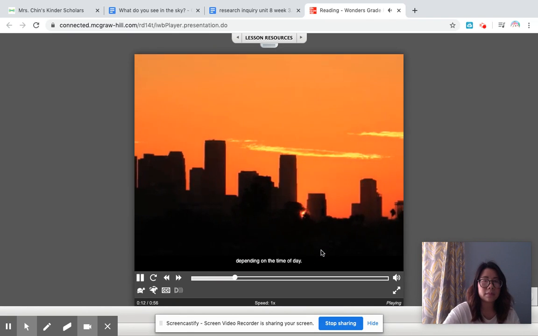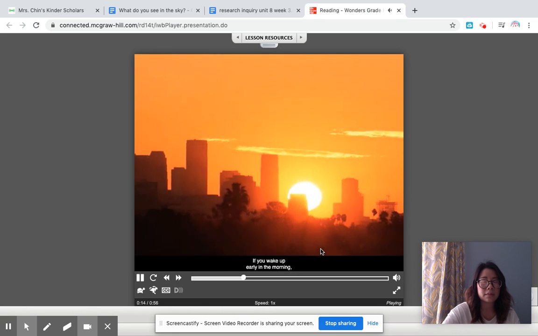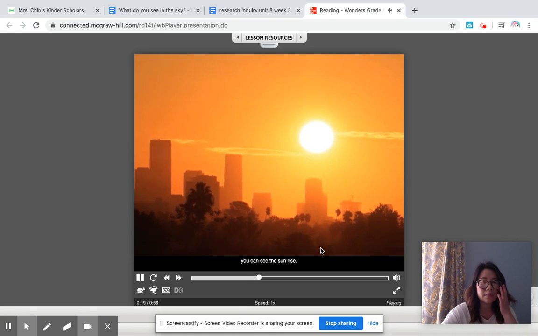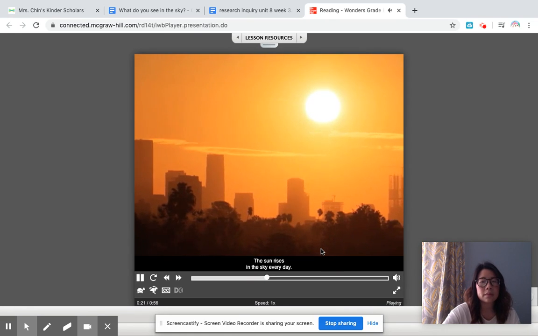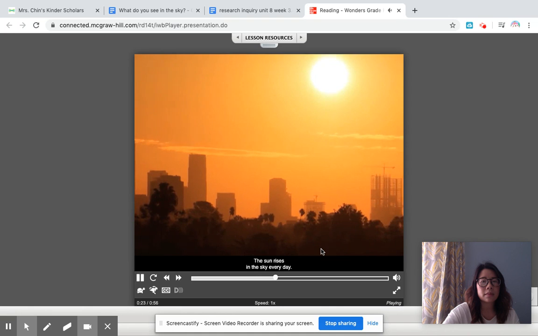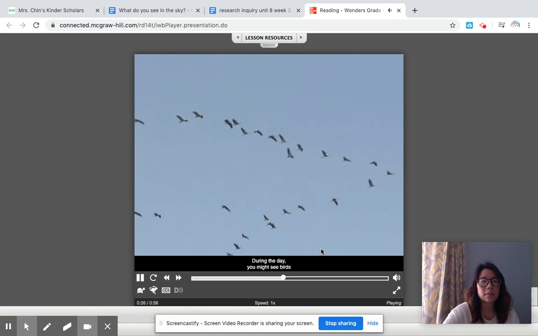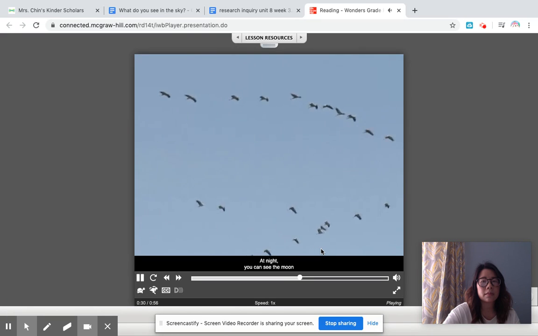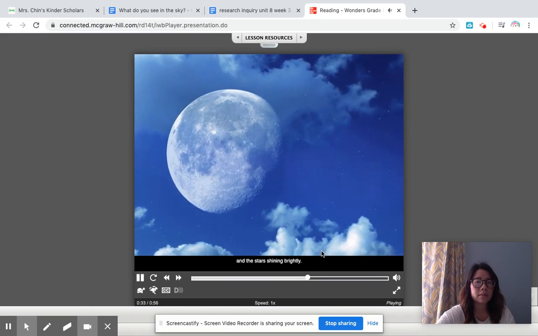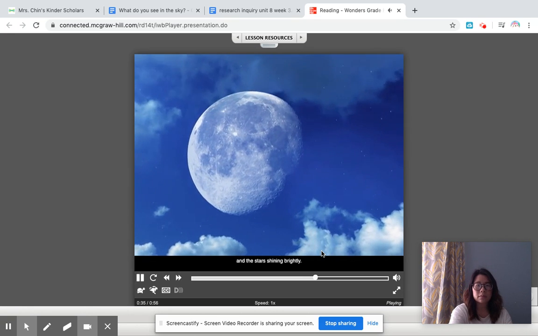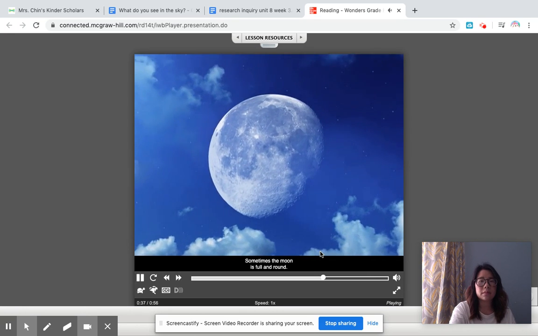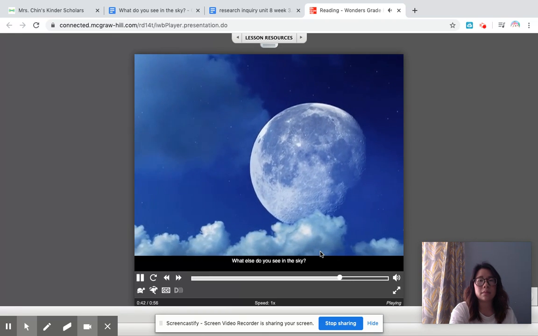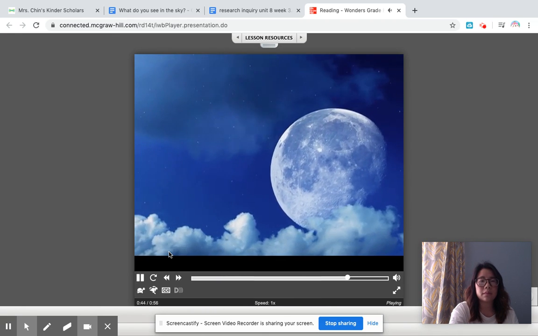You see different things in the sky depending on the time of day. If you wake up early in the morning, you can see the sunrise. The sun rises in the sky every day. During the day, you might see birds flying in the sky. At night, you can see the moon and the stars shining brightly. Sometimes the moon is full and round. What else do you see in the sky?